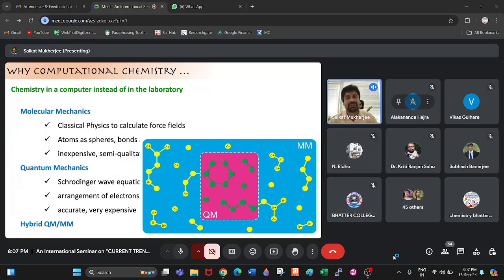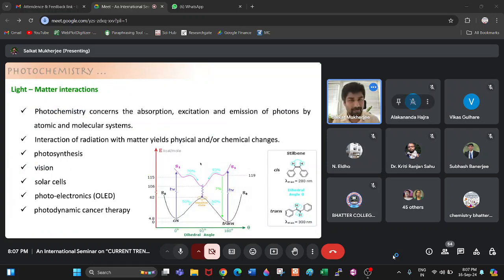I am interested in light matter interactions. I am interested in photochemistry. By saying photochemistry, what do I mean? I mean I am interested in a system after absorbing light. So photochemistry concerns the absorption, excitation, and emission of photons by atomic and molecular systems, right?